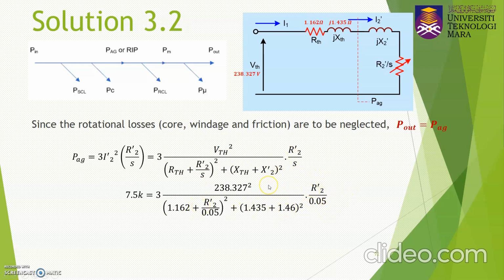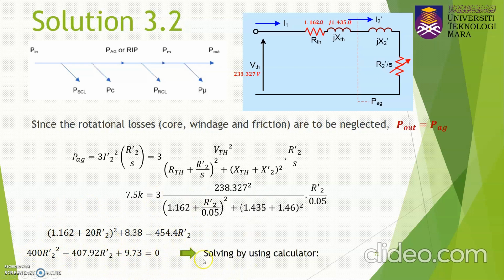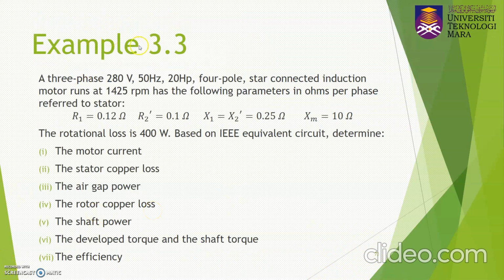In this question, the question asks you to find the value of R2 prime. So we just further simplify the equation and we get the quadratic equation. Then you just use your calculator. Solving by using the calculator, you get R2 prime equal to 0.995 ohm and also 0.024 ohm. Usually we are going to get the bigger value, which is R2 prime equal to 0.995 ohm.